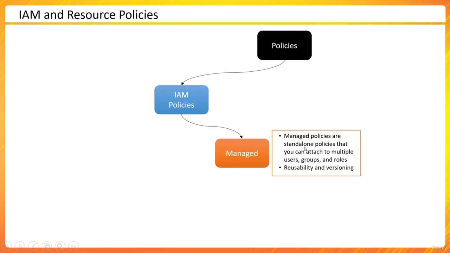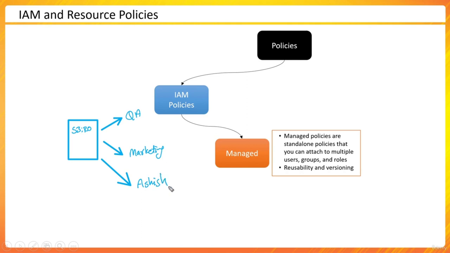Managed policies are standalone policies that you can attach to multiple users, groups and roles, should not be a problem at all. So you create a policy once, like I created an S3 read only policy. I have associated it with the QA group. Later, if you have a group called marketing and they also need the same type of access, you could reuse that policy. And later, maybe just one user also needs that access. Let's say Ashish needs S3 read only access. You could associate it to the user directly. So user, group or role can all be attached with this policy.